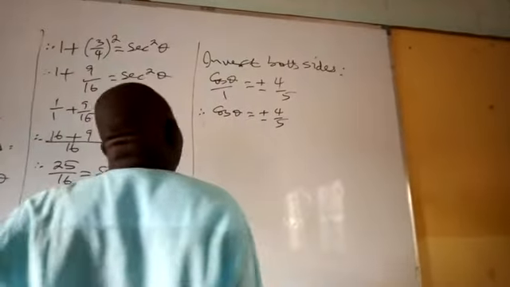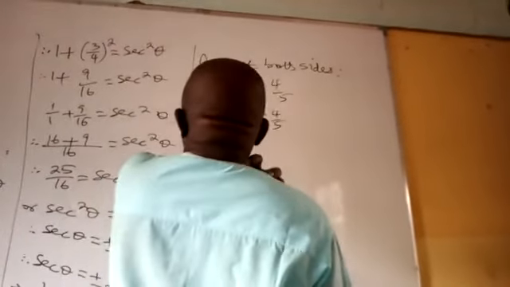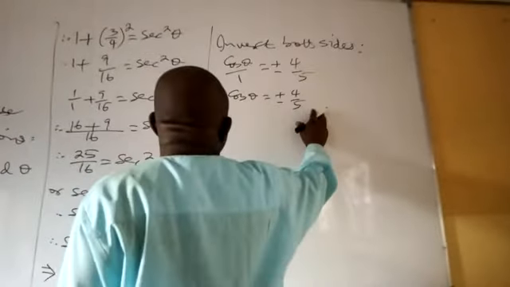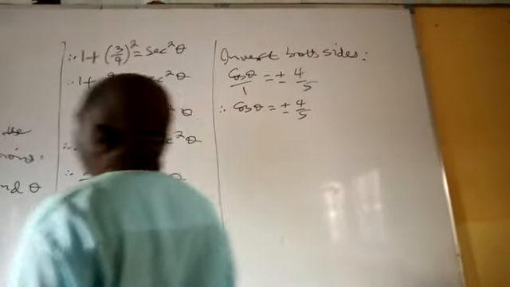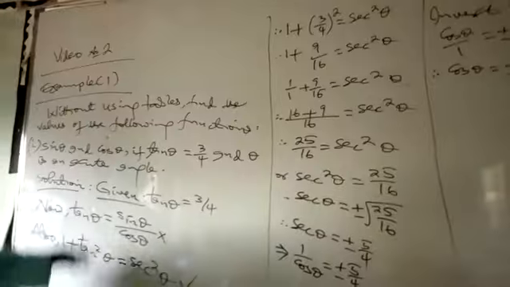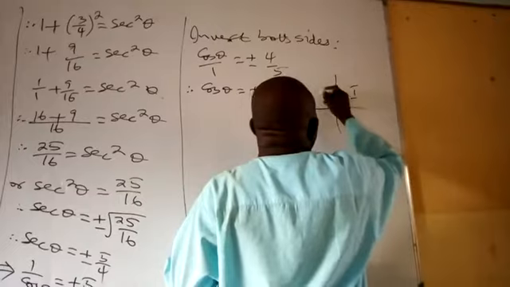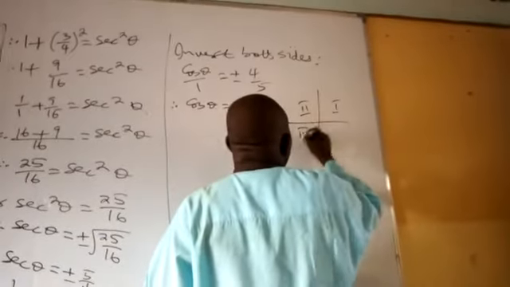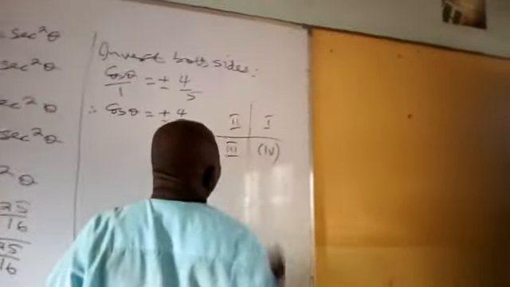Now, we have two values of cos theta. Which of the values do we settle with? How do we decide whether the answer should be plus 4 over 5 or minus 4 over 5? We turn to the question. The question says theta is an acute angle. Now you remember your quadrants, the 4 quadrants: this is the first quadrant, second, third, and the fourth quadrant.